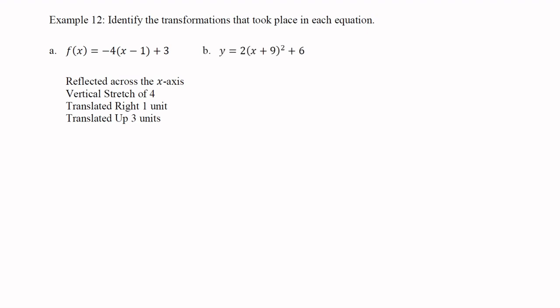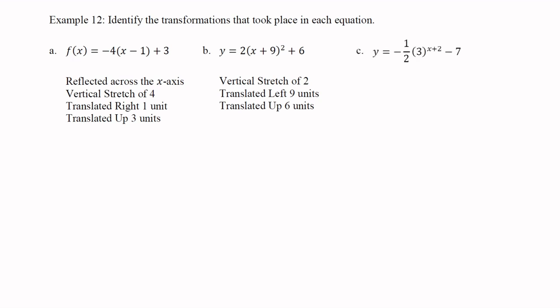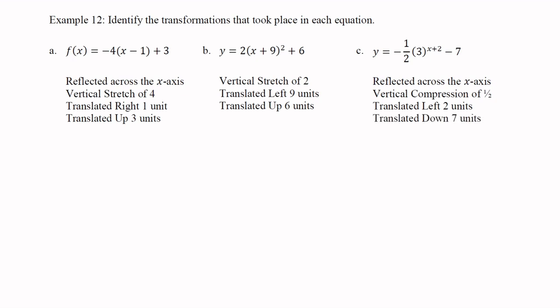Here in this quadratic, we have a 2 out in front, which tells us we're stretched. We have a +9 behind the x, which tells us we're translated left 9 units. And we have a +6 on the end, which tells us we're translated up 6 units. In this one, we have a minus out in front, which tells us we're reflected across the x-axis. We have a vertical compression of 1/2. We have a +2 behind the x, which tells us we're translated left 2 units. And then a -7 on the end tells us we're translated down 7 units.